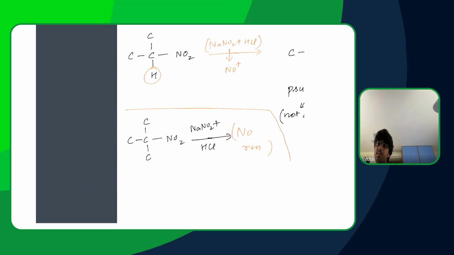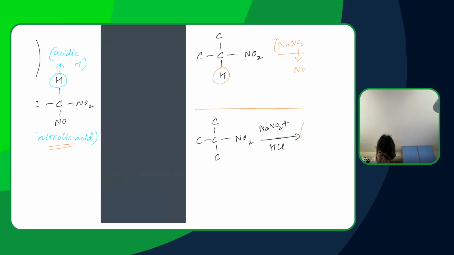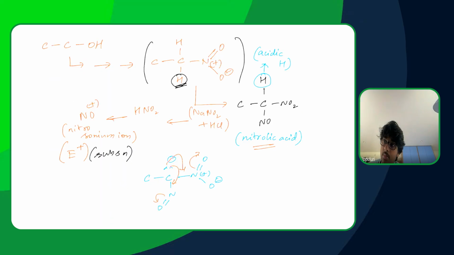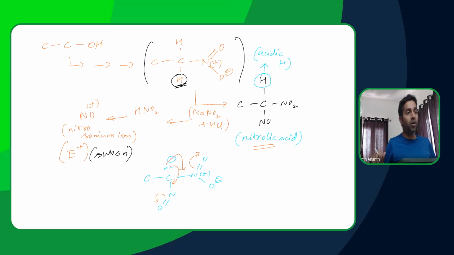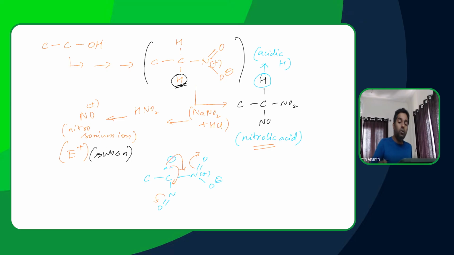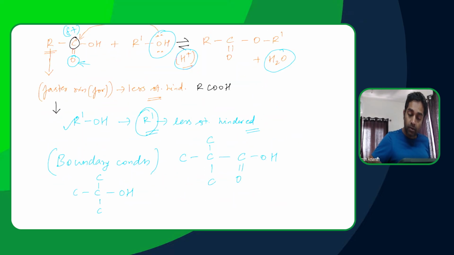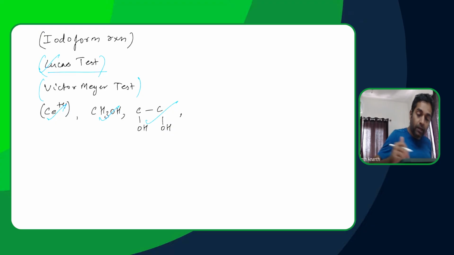So nitrolic acid is the name of that specific thing, or the type of system? This type of system is called nitrolic acid. Okay, all right. Now, that clears off Victor Meyer's test also.